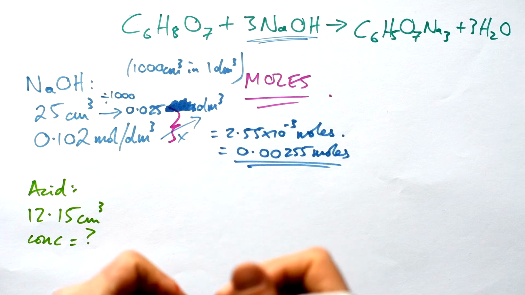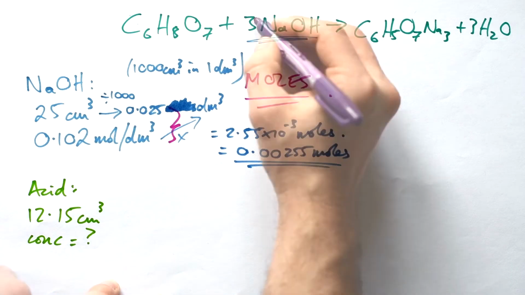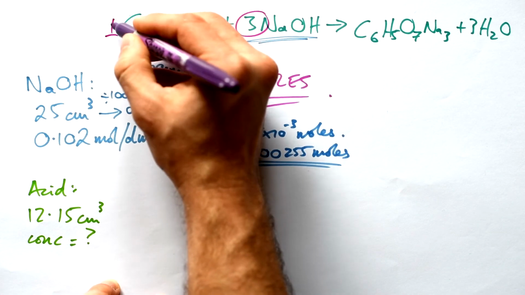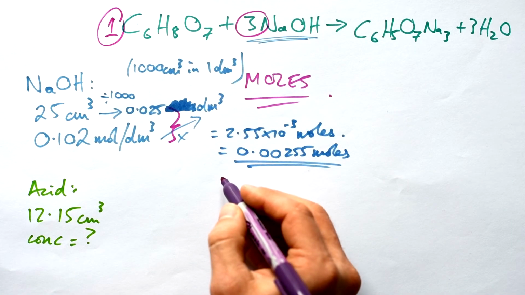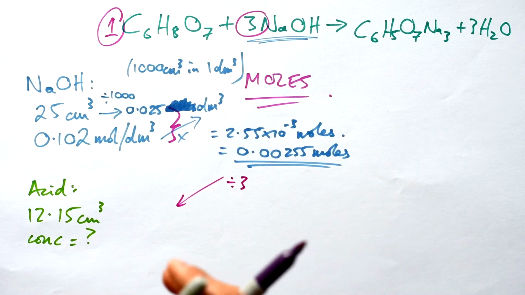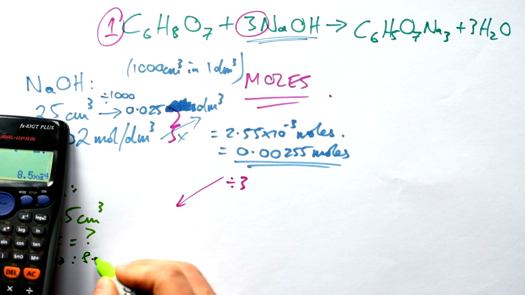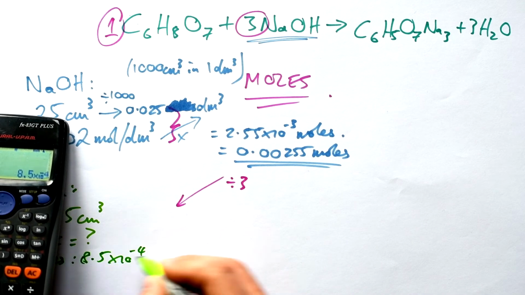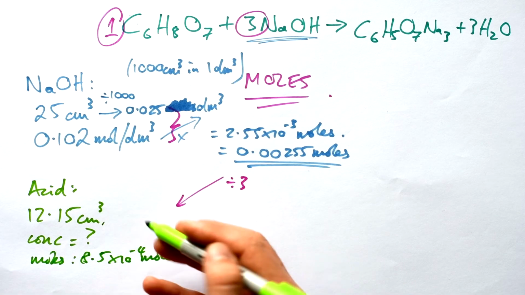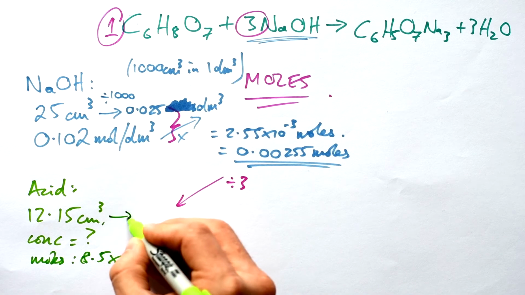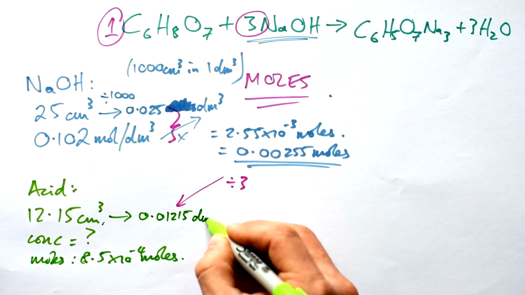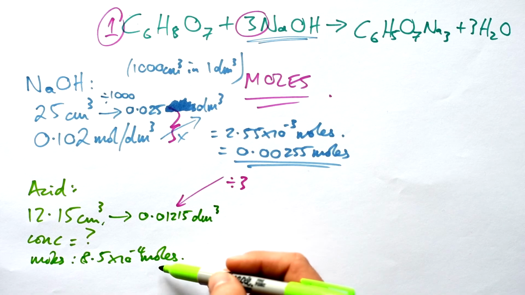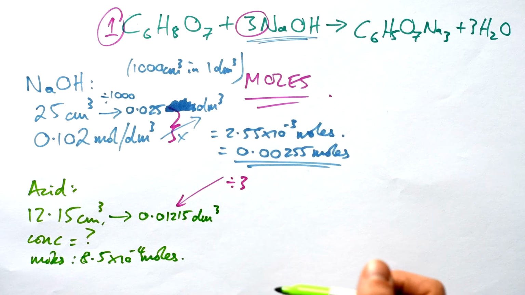Now we need to see how many moles that is for our acid. The ratio is 3 to 1, the invisible 1 there. So therefore, if we want the number of moles of acid, we need to divide that by 3. And that gives us 8.5 times 10 to the minus 4 moles. Once again, we've got centimeters cubed, so that is going to be 0.01215 decimeter cubed.